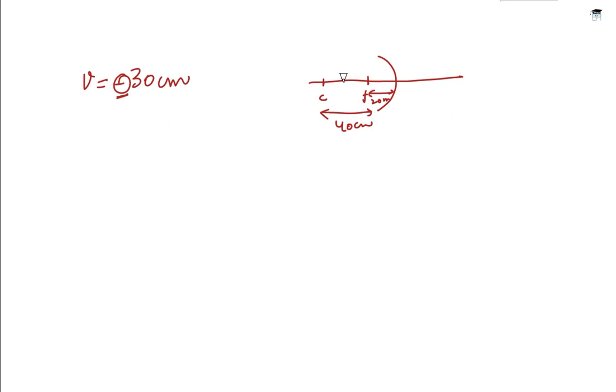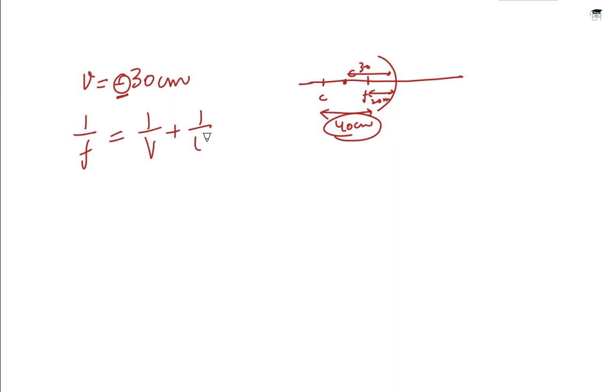So the image is going to be at some point here at 30 centimeters, right? So the image is going to be formed here. And if you remember, the image is formed between C and F when the object is placed beyond C. So our u is going to come out more than 40 centimeters. Let's try it with the mirror formula.